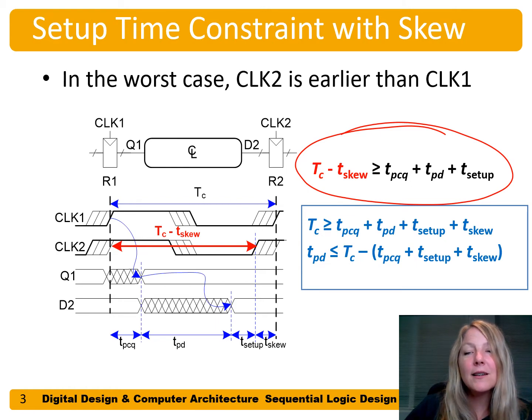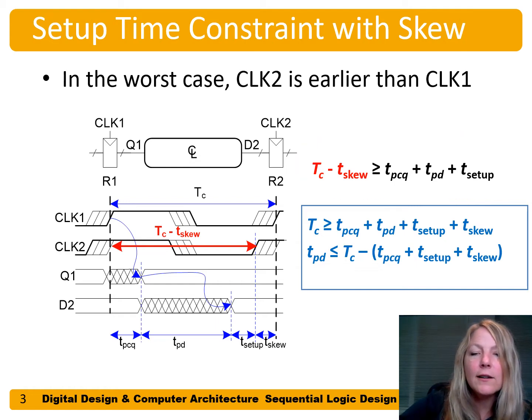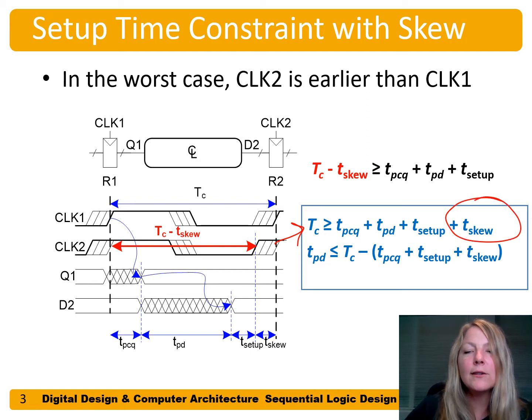And so if we notice from this equation here, we have to increase our cycle time, our minimum cycle time, by t skew, to account for t skew. So now our circuit is running at a slower frequency than it had been without skew.